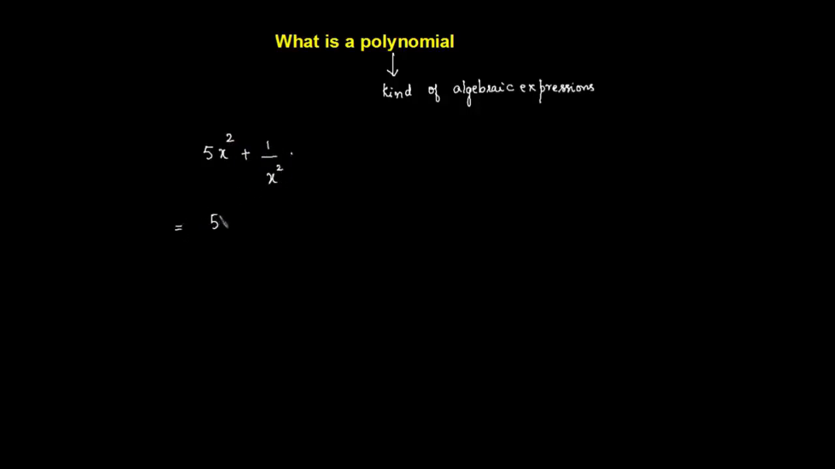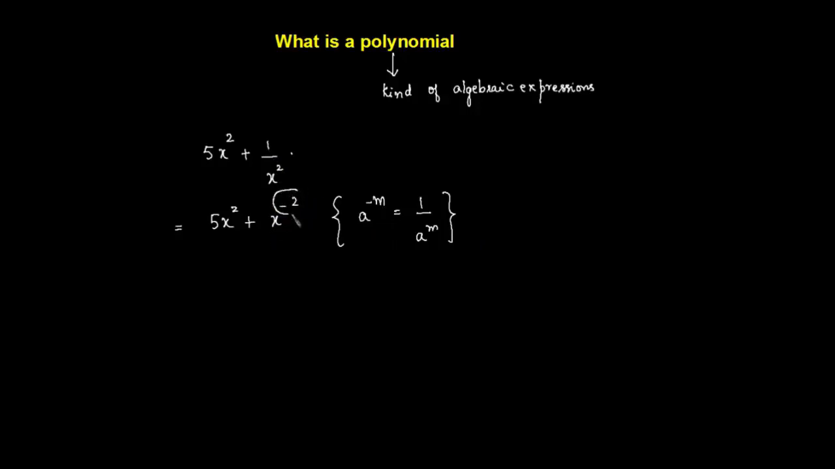So this is equal to 5x square plus this 1 by x square can be written as x to the power minus 2, because we have a to the power minus m is equal to 1 by a to the power m. So if it is 1 by a to the power m, it can be written as a to the power minus m. So that's a rule of exponents. Therefore 1 by x square can be written as x to the power minus 2.